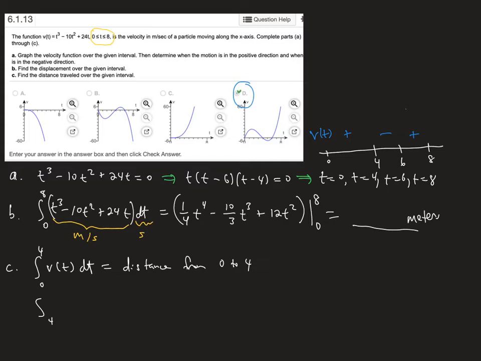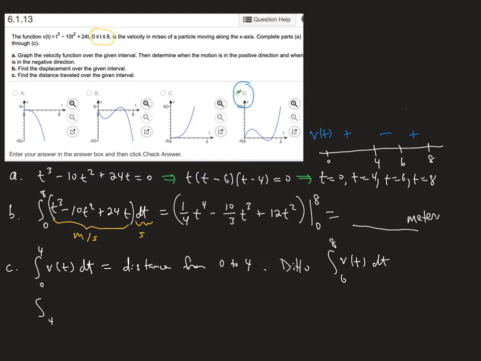And then the same thing is going to be true, I'll just say here, your integral from 6 to 8 has the same issue. It's also going to give you the distance, the positive distance from 6 to 8, because velocity is positive. So that will be a distance that you're traveling in the positive direction.